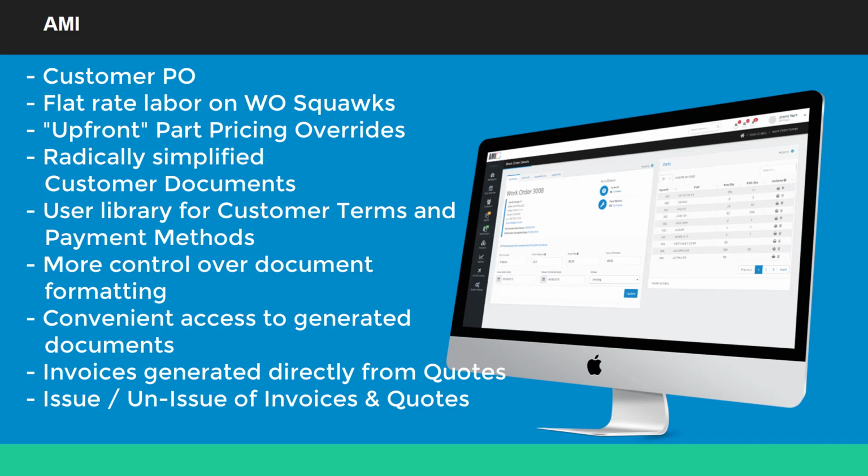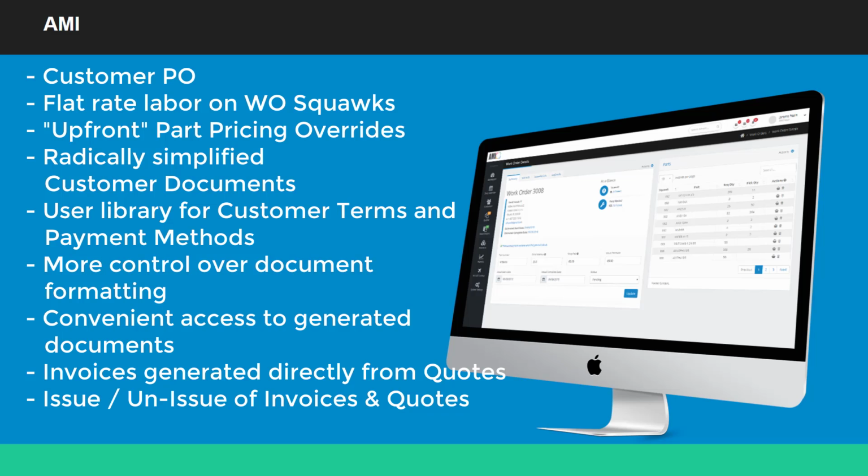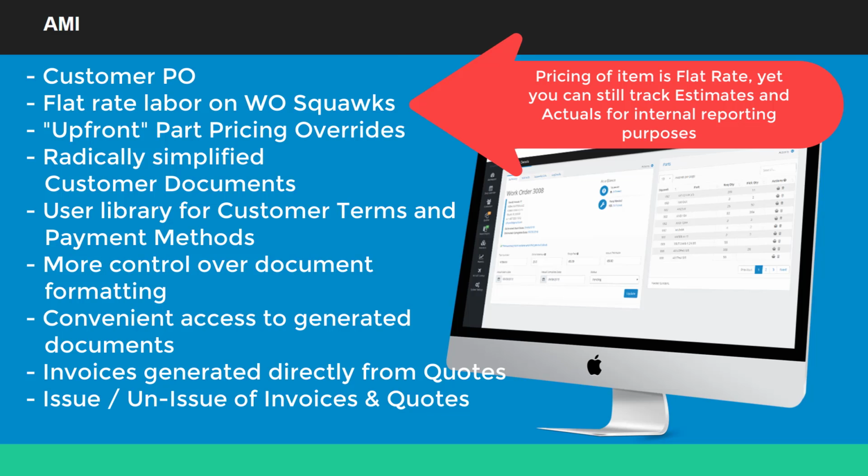So in terms of the new features, you have the ability to add a customer PO to a work order or sales order. We see this as being primarily used with sales orders. We have a flat rate labor capability on squawks. So if you do pedostatic checks and you charge $300 a check regardless of how long it takes, flat rate's a perfect answer for that issue.